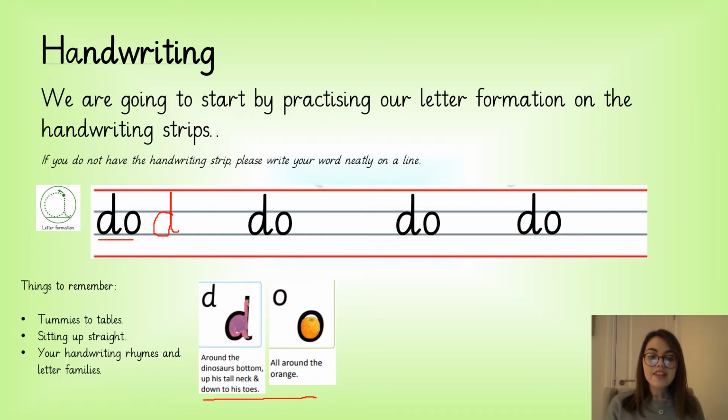Okay? The letter O, it starts underneath the grey line again. We go all around the orange and it's one big circle between the top grey line and the bottom grey line. Now look carefully, all of my letters are touching the bottom grey line and the top grey line. They're sitting in between those two lines, but they're touching them.